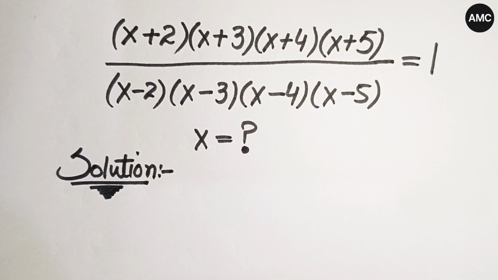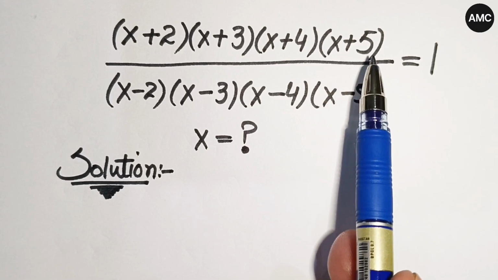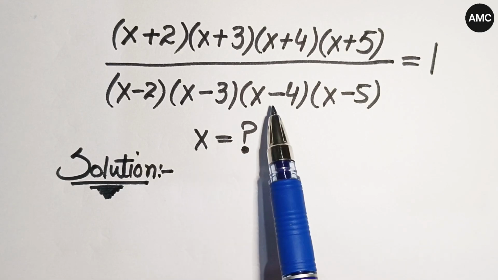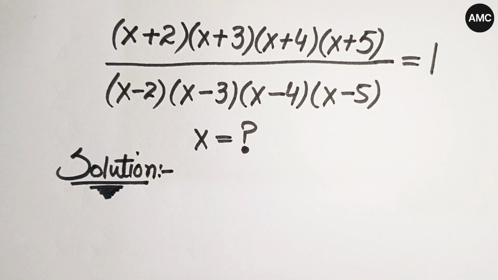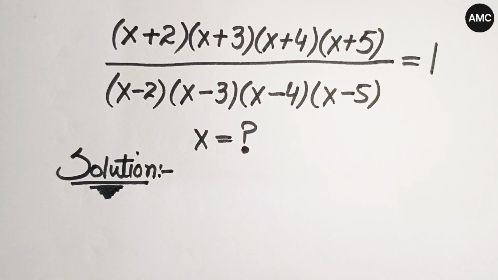Today we have a nice Olympiad problem: (x+2)(x+3)(x+4)(x+5) all over (x-2)(x-3)(x-4)(x-5) is equal to 1. So we have to find the value of x here.